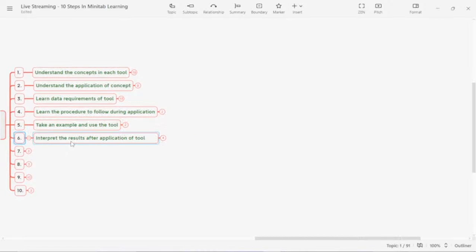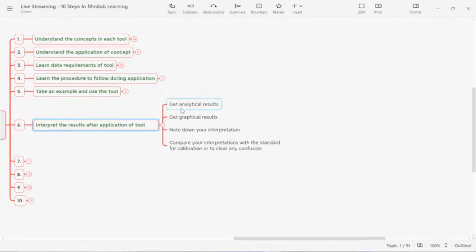The sixth step is to interpret the results after application of the tool. Once you follow that procedure, you are getting the results. Now the interpretation of these results is very important. In some cases we are getting analytical results, in some cases graphical results. In some tools and techniques you will get both graphical as well as analytical results. We must know what the interpretation is, what the important terms and concepts from that interpretation are, and what the meaning of it is.